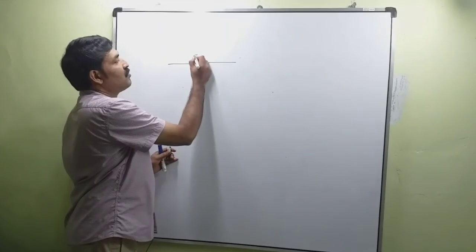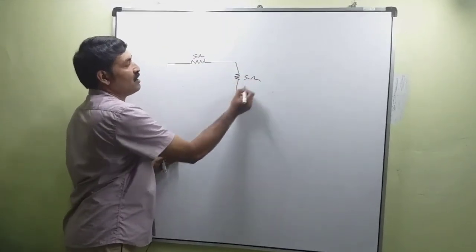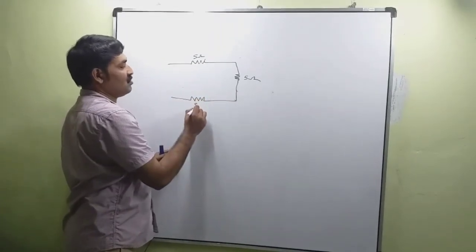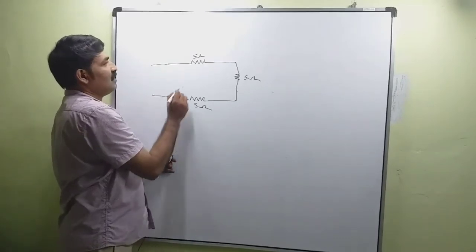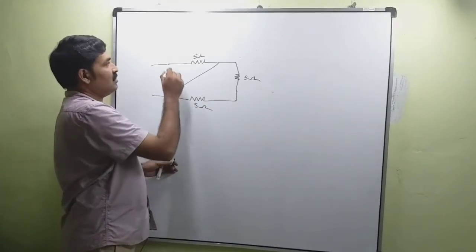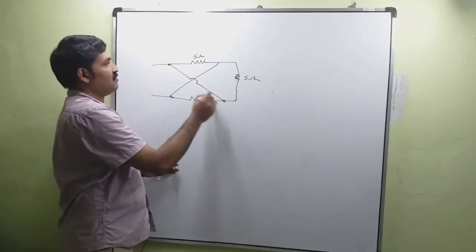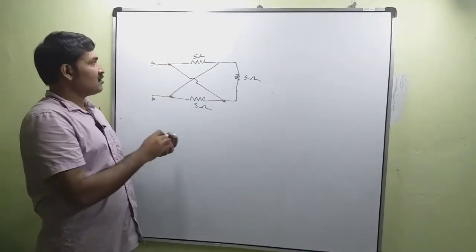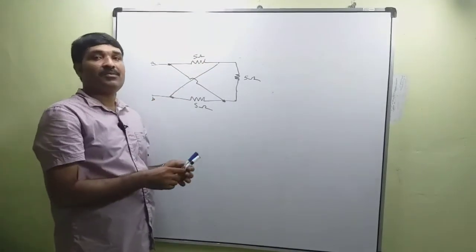5 ohm, and again a resistance 5 ohm is connected to another 5 ohm. So 3 resistances of 5 ohm. Now let this point be short circuited. This is also short circuited. Let these points be A and B. Okay, so this point is short circuited. This point and this point are short circuits.